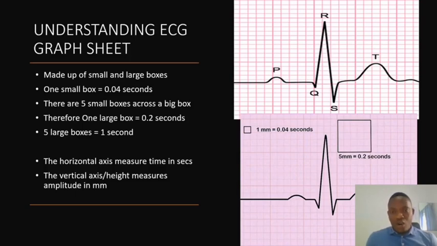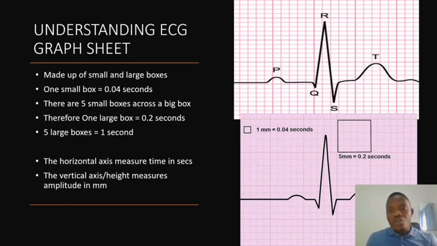Also, you have to know that there are 5 small boxes in a large box, or 5 small boxes across a large box. So this is one small box, 2 small boxes, 3, 4, and 5. And you can see the boundaries, which are the thicker lines, form the boundaries of the bigger boxes. So across a big box, we have 5 small boxes. Now, how does this translate to helping us?